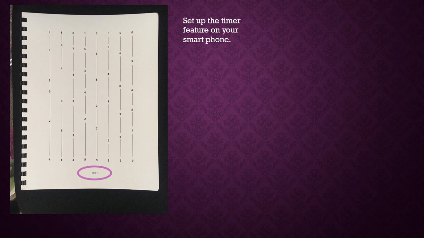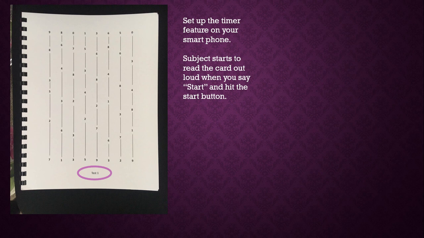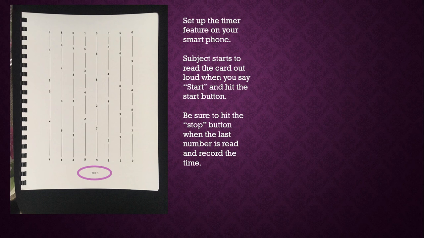So set up the timer feature on your smartphone. The subject again starts to read the card when you tell them to start, and at the same time you have to hit the start button on your timer. Be sure to put your hand in a position so that as soon as they read this last number up here on the top right, you hit the stop button on your timer, and you're going to record the time it took them to completely read the card on the Google spreadsheet.